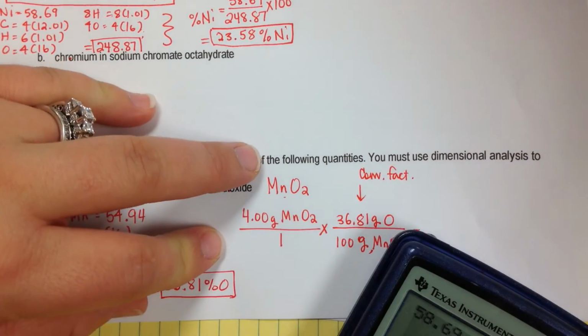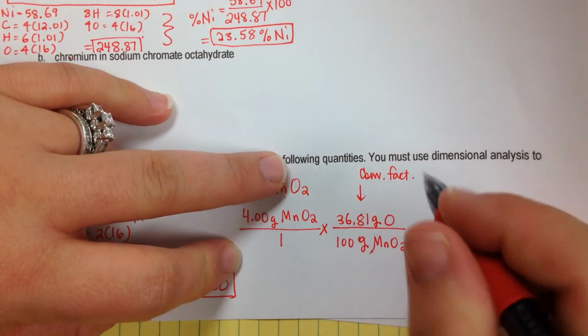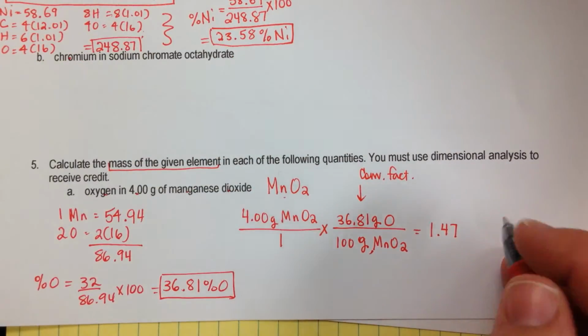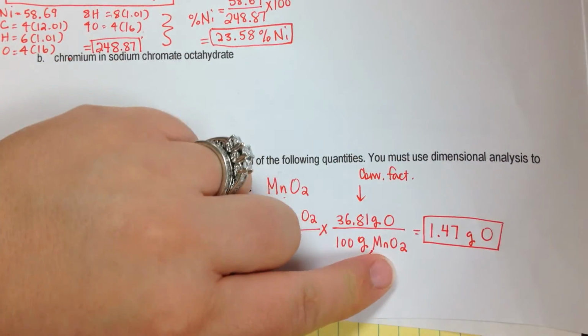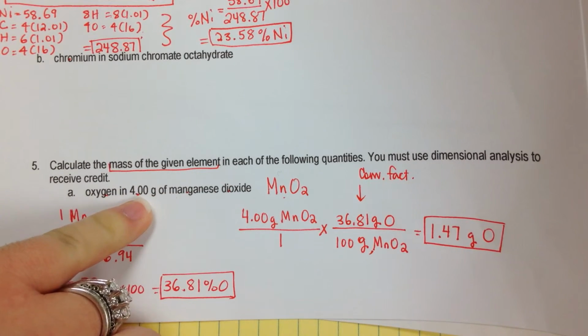And now at this point, I just type this into my calculator. So 1.47 grams would be how much oxygen I would have, if I had a 4 gram sample of manganese dioxide.